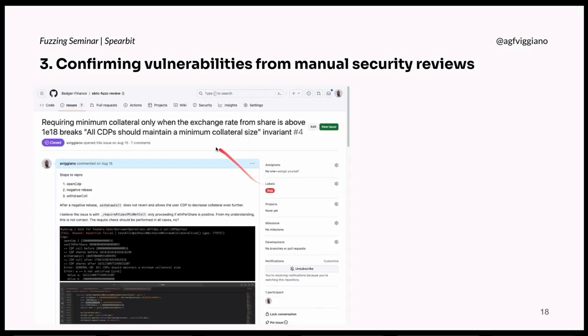We were also able to find the same issue with a broken invariant, and the invariant is that CDPs should always maintain a minimum collateral size. That's one of the very basic invariants that's written everywhere in the white paper. So we implemented that one, and Echidna found a sequence related to negative rebase, and eventually we found that the if clause was wrong and was not causing the synchronization to happen when necessary.